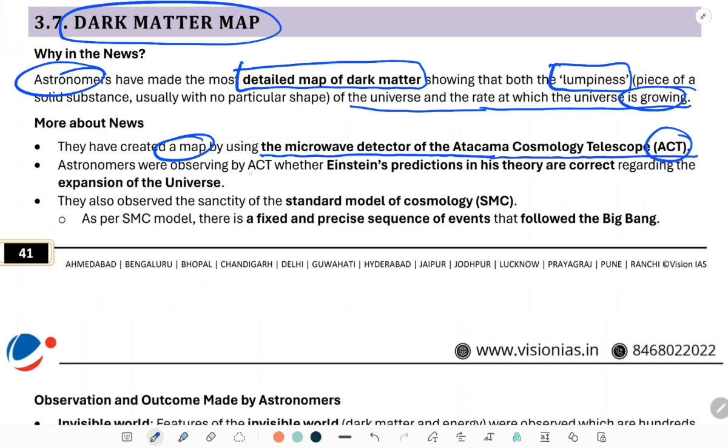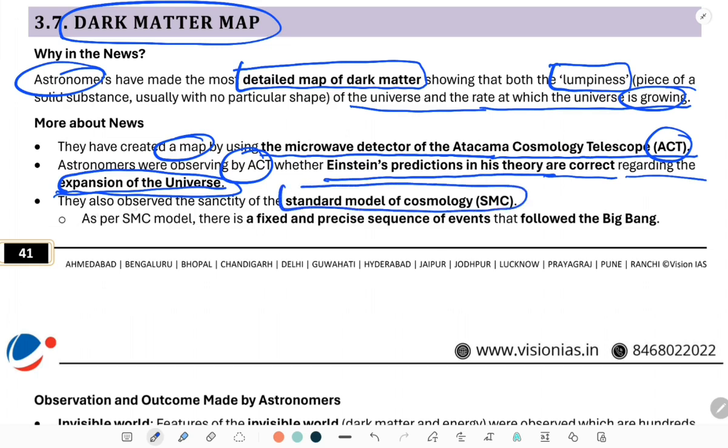Astronomers were observing with this ACT whether Einstein's predictions in his theory are correct regarding the expansion of this universe. They also tested the sanctity of the standard model of cosmology. As per the SMC model, there is a fixed and precise sequence of events that followed the Big Bang.